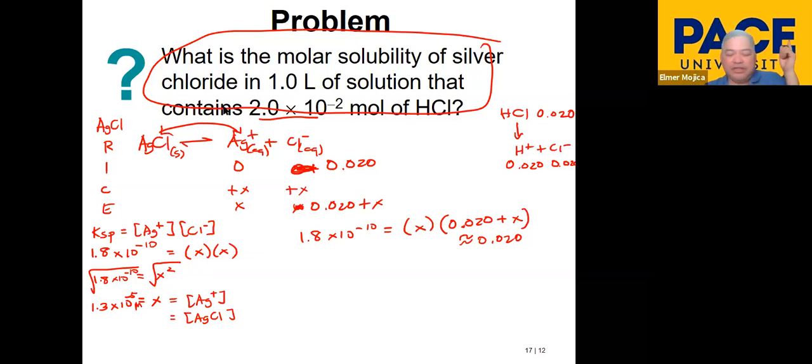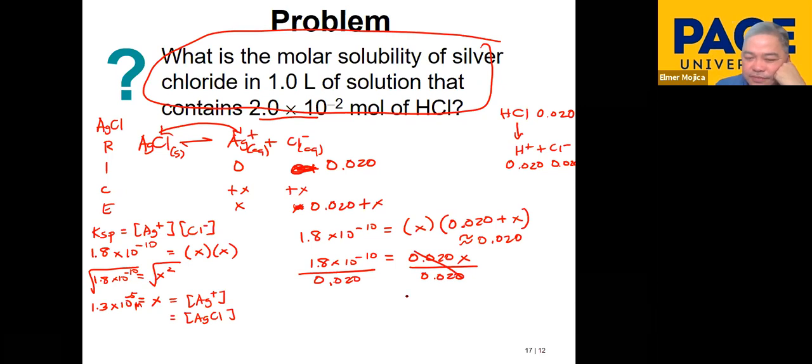So it's the same concept that you have in weak acid and weak base. And if you have that, what will happen? So 1.8 times 10 to the negative 10 becomes 0.020X divided by 0.020. What is your X? So that's 9.0 times 10 to the negative 9.